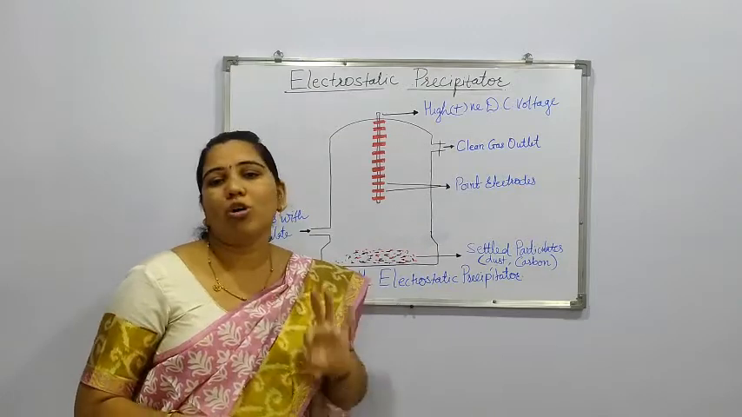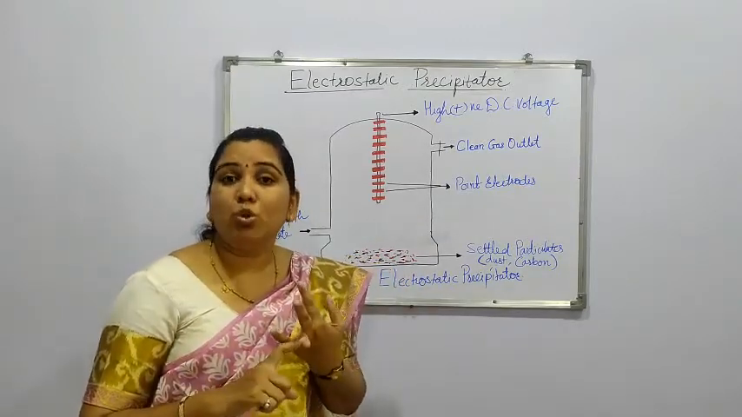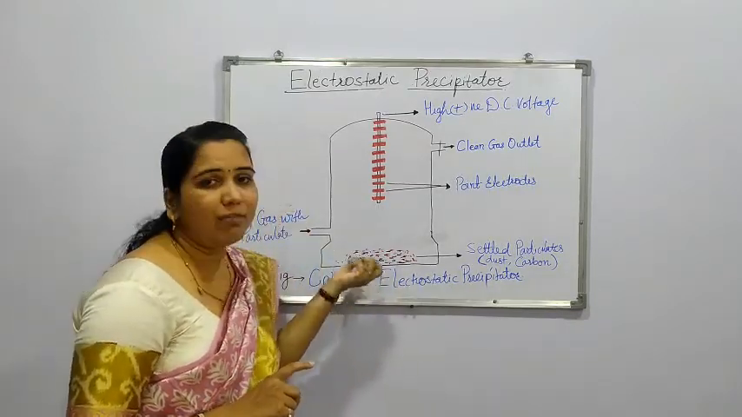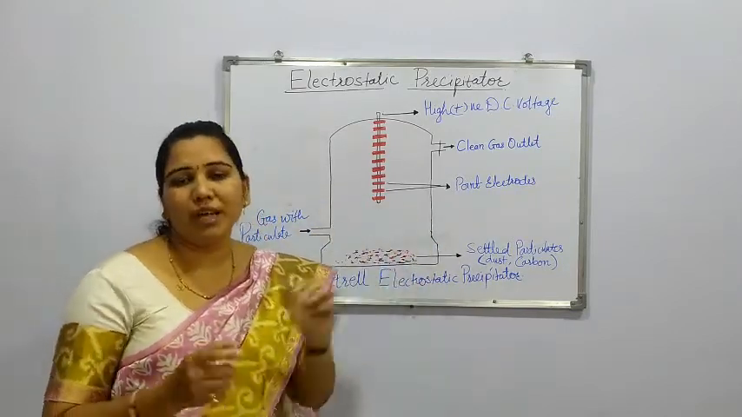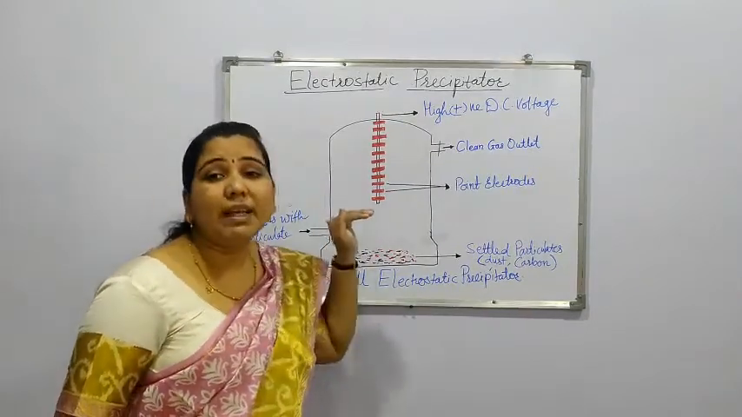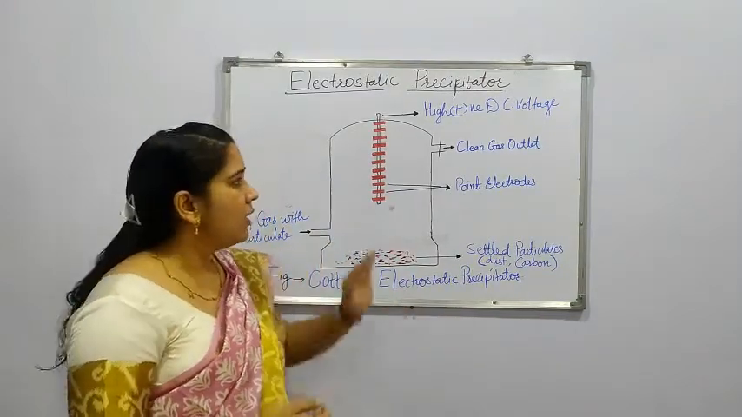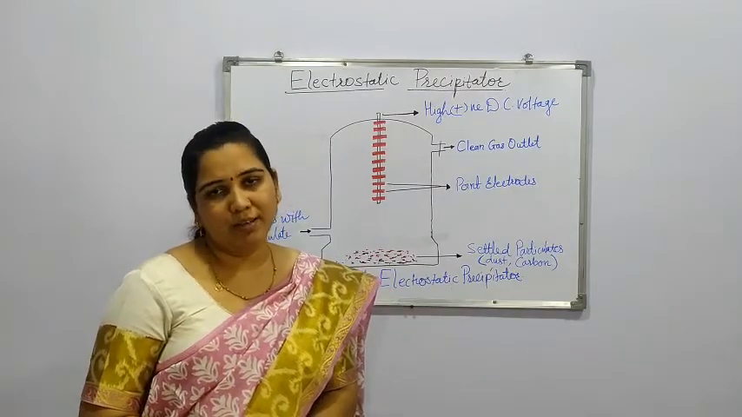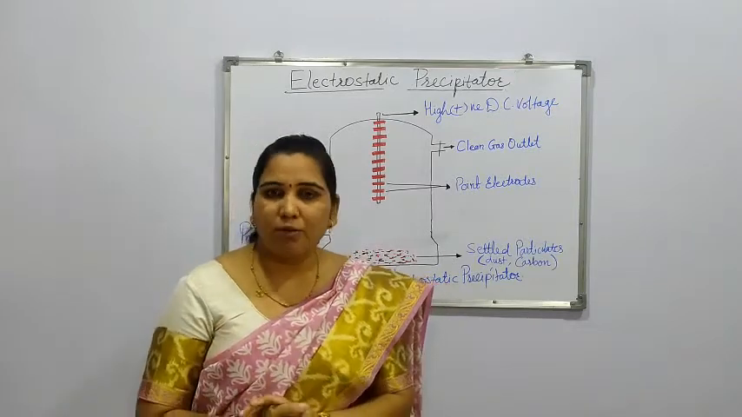In this way, three processes occur. Number one, ionization. Number two, neutralization, and third, precipitation. So they get precipitated and fall down at the bottom, where there is storage of the different impurities, the precipitate. Meanwhile, the clean gas, from which the carbon ions have been totally removed, moves out from the outlet present at the uppermost side of the container. In this way, the Cottrell electrostatic precipitator works.